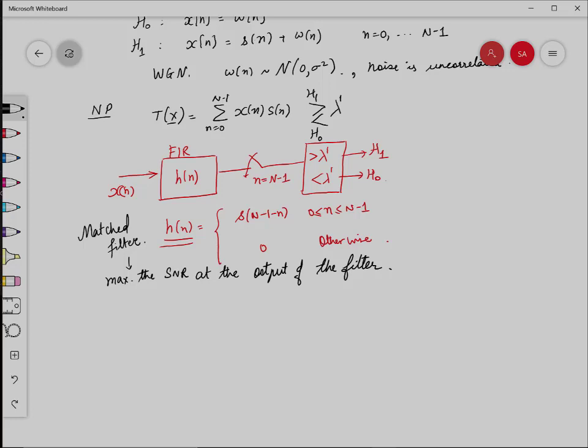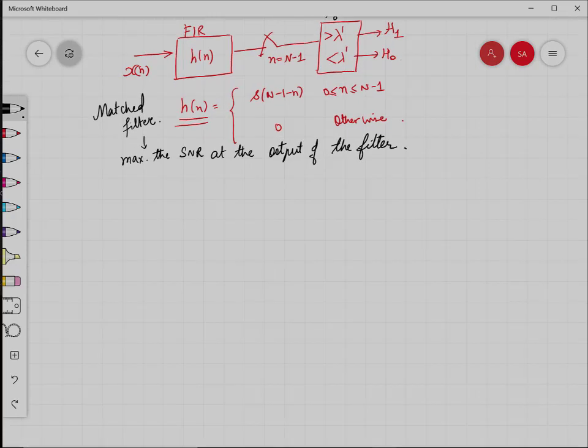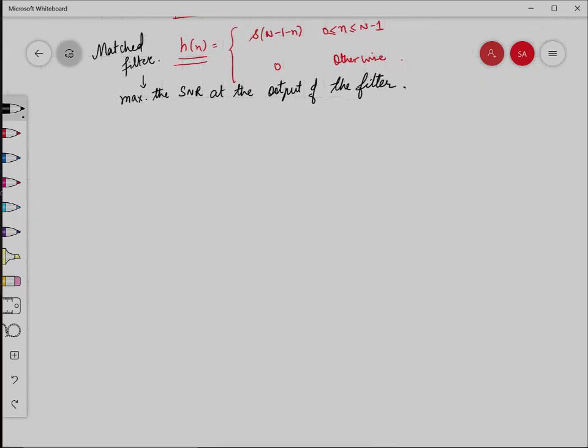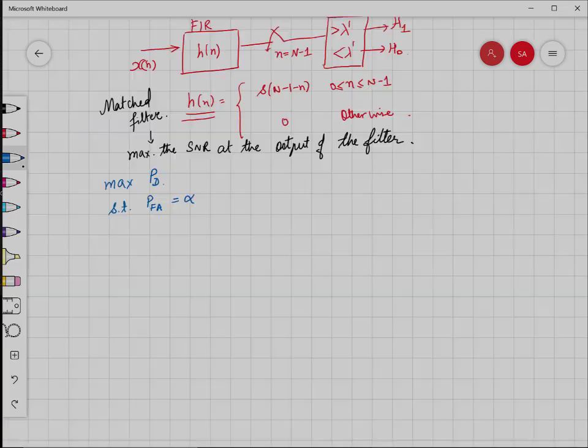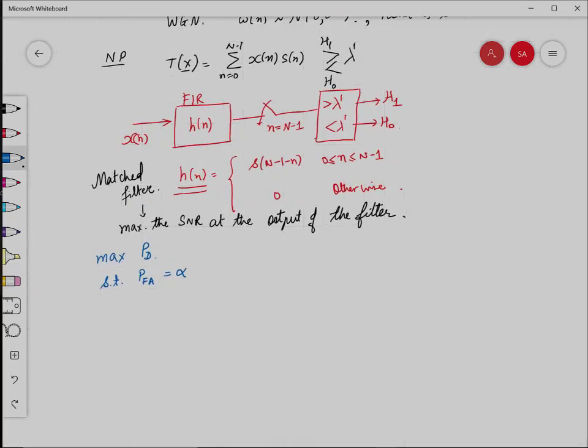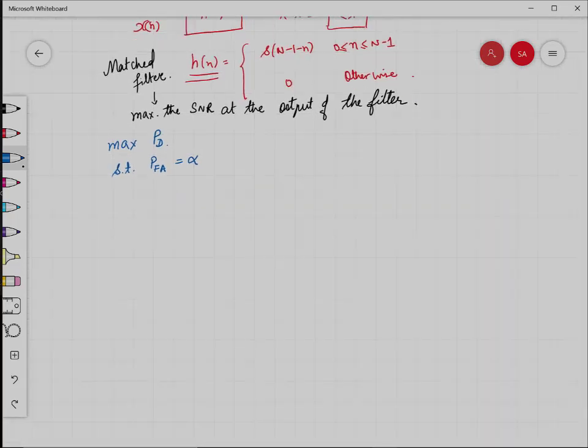All right. Now we are going to look at some more performance aspects of the matched filter. In classical detection theory, we look at detectors which maximize the probability of detection such that the probability of false alarm is equal to alpha. This is our job in classical detection theory. To get that, let me first figure out the distribution of this T(x), the test statistic, under both the hypotheses.